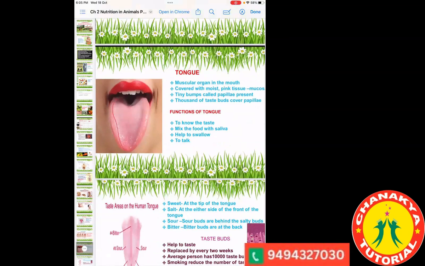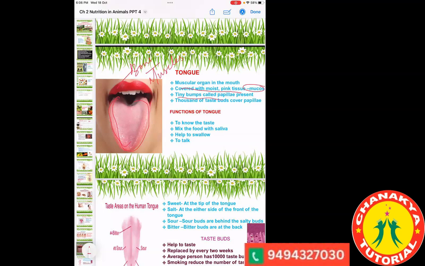Then the next part after the teeth is the tongue. So what is this tongue basically? It does not have a bone. It has muscles. It is a muscular organ in the mouth. It is covered with moist pink tissue called mucus. So our tongues are basically pink in color. Why are they pink and why are they moist? It is because of the presence of the mucus.